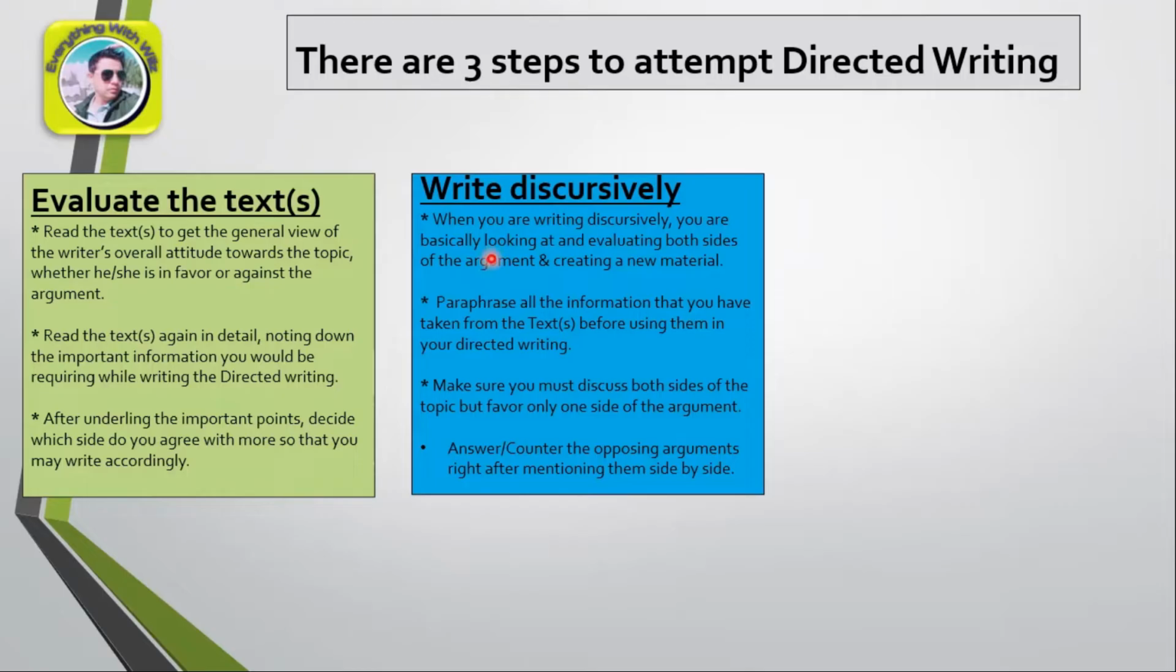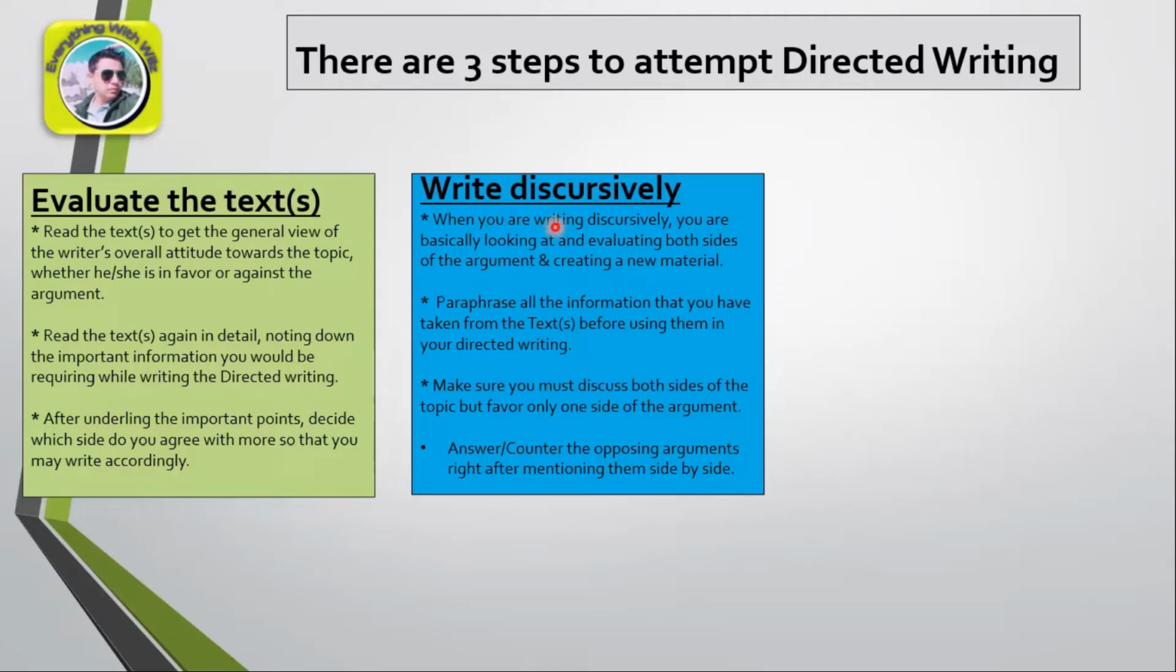Let's say there are two texts and the texts are about the advantages and disadvantages of technology. You have read text A and text B, and now you have counted the advantages and disadvantages. You find that there are 10 advantages of technology, and there are 15 disadvantages of technology. So you have decided that you're going to support the disadvantages. You're not going to support the advantages because the disadvantages are more than the advantages. Now, how can you write a piece of writing discursively?